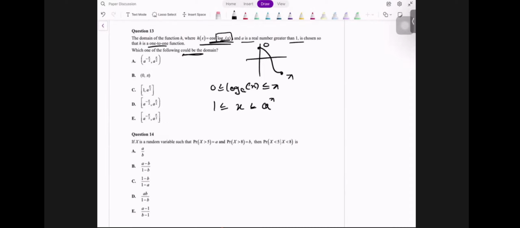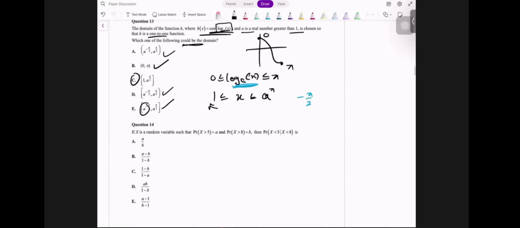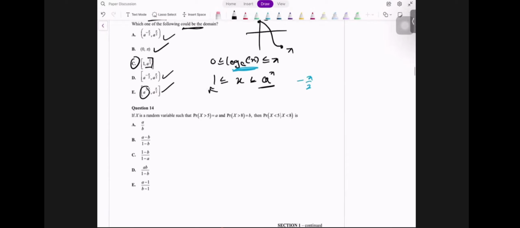So straight away, A, D, and E are wrong, because if you sub this into this equation, you get negative pi on 2, and that's not in between 0 and pi. So that's why all these are wrong. Here has a 0, and that's exceeding this 1 here. So the answer is C. And that makes sense as well, because you have a pi on 2, which is less than a to the pi.